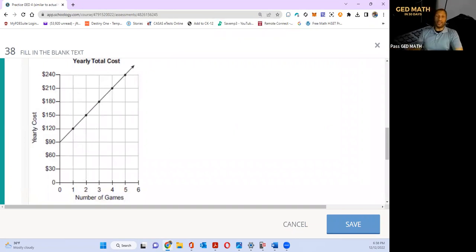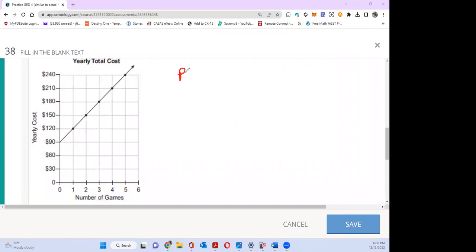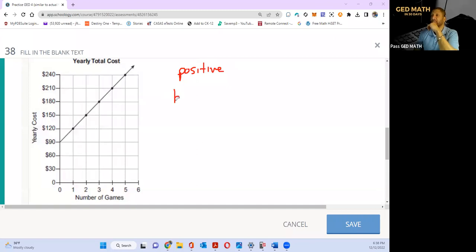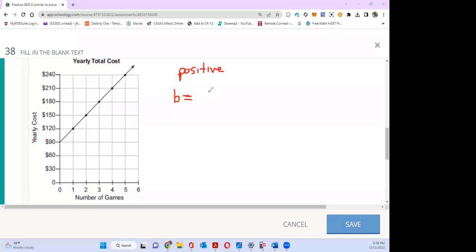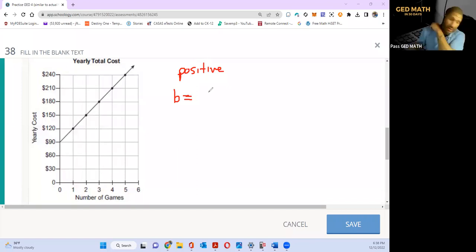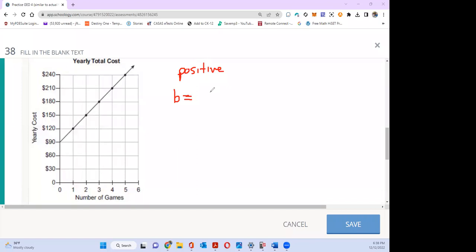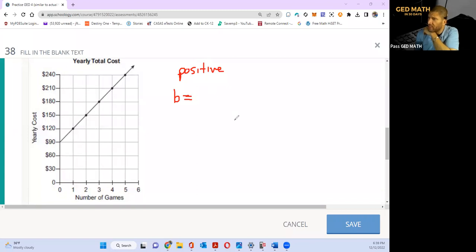First of all, is this slope positive or negative? Positive. What's the y-intercept? The amount, right? Where does this line cross the y-axis? Like 150? So this line crosses at 150?